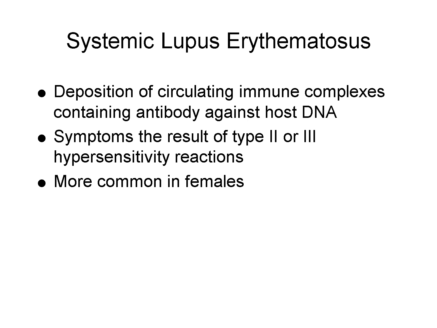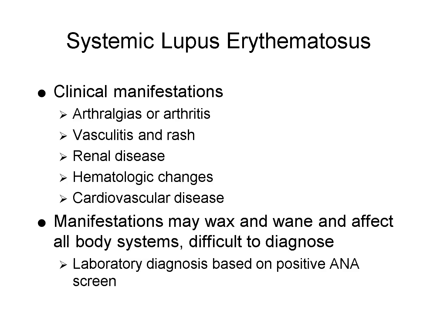Lupus is far more common in females and often presents with periods of flare-ups and remission, making diagnosis and management challenging. Clinical manifestations of lupus are broad and can affect virtually every system in the body. Common signs include joint pain, arthritis, vasculitis and skin rashes, renal disease, blood abnormalities, and cardiovascular problems. Because the disease can mimic many other conditions, diagnosis often requires a combination of clinical assessment and laboratory testing, with a positive antinuclear antibody, or ANA, screen being a key diagnostic indicator.